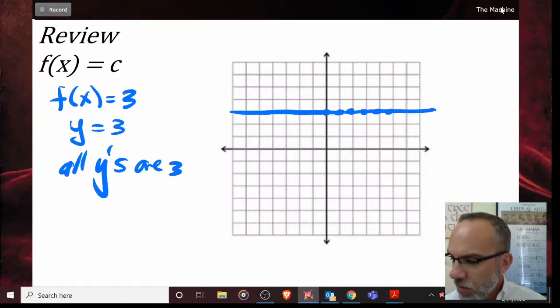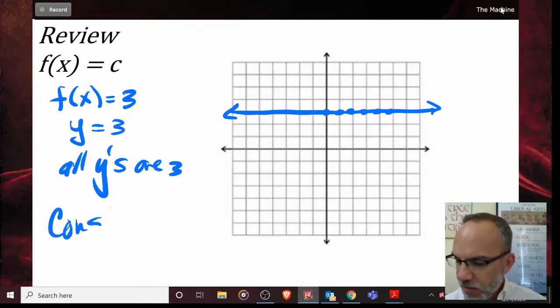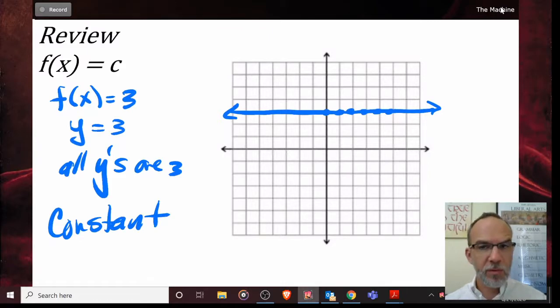Okay, this is your most basic function. This is called, obviously, the constant function. Why is that? Because there's no variable. It doesn't ever change. The output value, the y value, the function value, because all of those mean the same thing, is constant. It doesn't change.